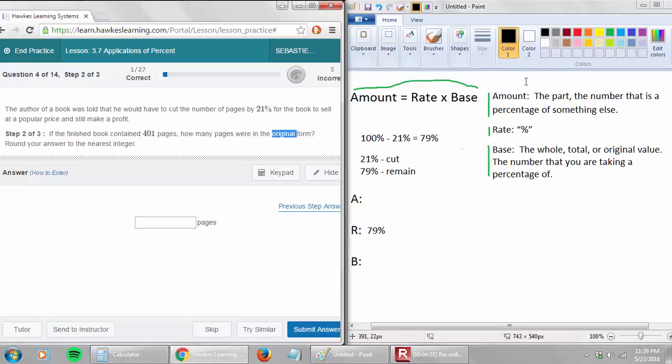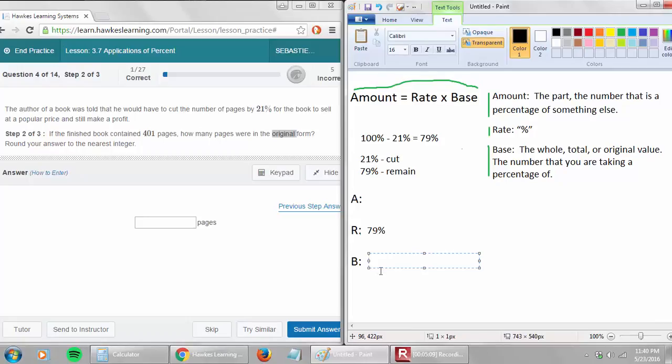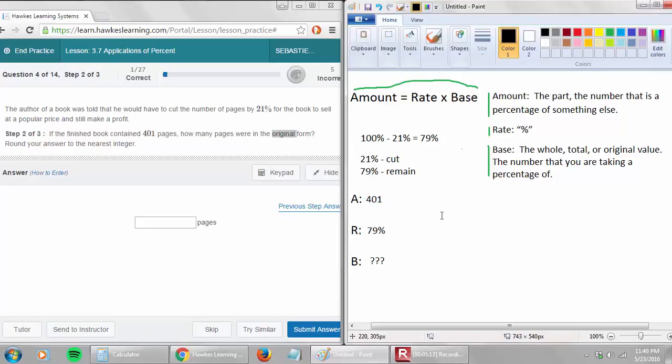Take a look at the amount and the base and think through what that original is. That's right, it's going to be the base. It says original right there, doesn't it? The base is always your original or your total value. And so in this case, that's my unknown. I don't know what the base is. But they did give me this amount of 401. So let's see if we can work this one through.